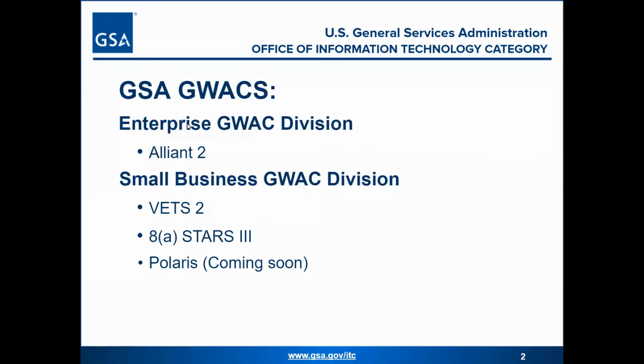The enterprise team manages the Alliant 2 GWAC, which is an enterprise-wide, generally other than small contract for IT services. And then, of course, our team manages the Small Business GWACs, and that includes VETS 2, which is a service-disabled veteran-owned small business set-aside GWAC, and the 8A Stars 3 GWAC, for which most of you on the call are industry partners who have been awarded a prime slot within cohort number 1. We are also working on the Polaris GWAC, which is a small business GWAC set aside. They have a website at gsa.gov/Polaris if you would like to review additional information on that planned contract.